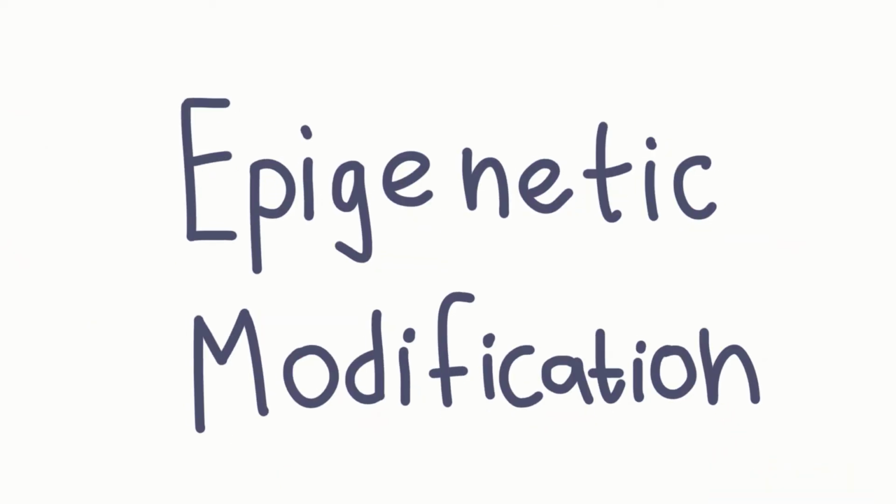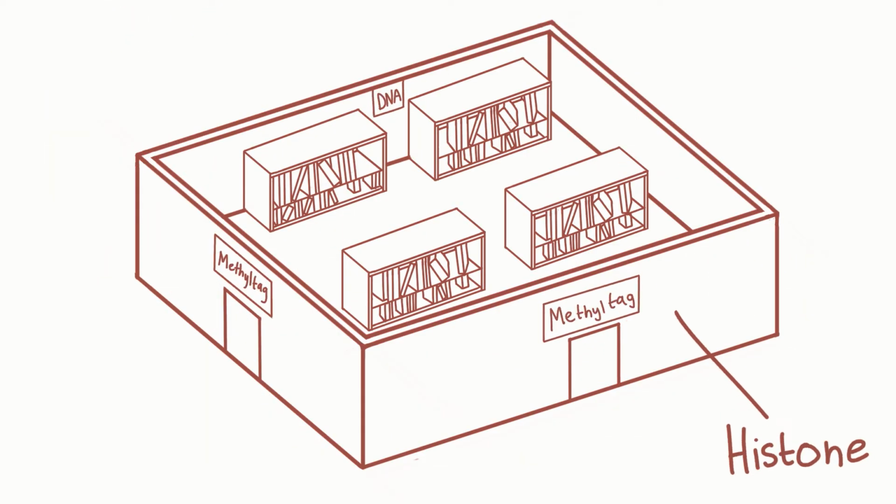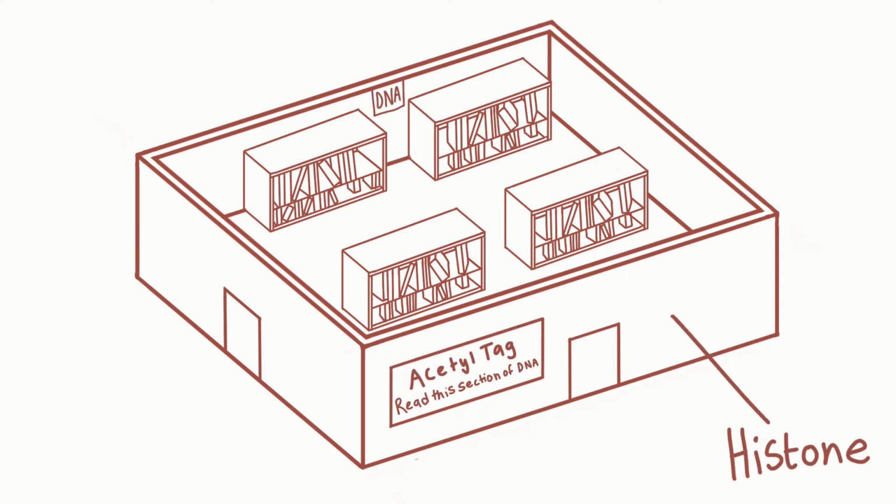As a stem cell matures, it undergoes epigenetic modification. Methyl tags are added to regions of DNA which will no longer be read and to histones to regulate accessibility of genes. Also, acetyl tags are put in particular regions of histones to increase likelihood of genes being read.